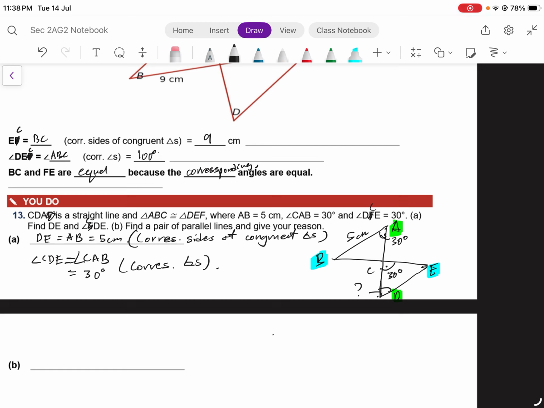I will say that we have to list out a lot of things. We can say that angle A equals to angle D and angle B equals to angle E, as they are alternate angles.